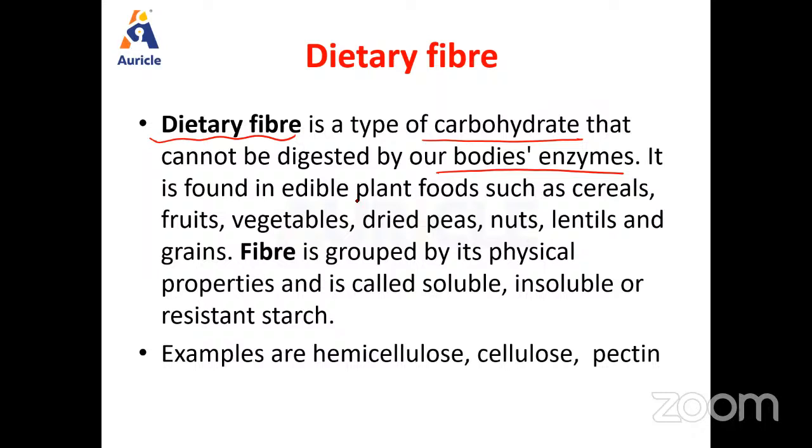So it is found in edible plants such as cereals, fruits, vegetables, dried peas, nuts, lentils, and grains, right? Fibers are grouped by their physical property as soluble, insoluble, or resistant. Now, examples of dietary fibers are hemicellulose, cellulose, and pectin. Now, what are the advantages of these dietary fibers, right? Various advantages are there.